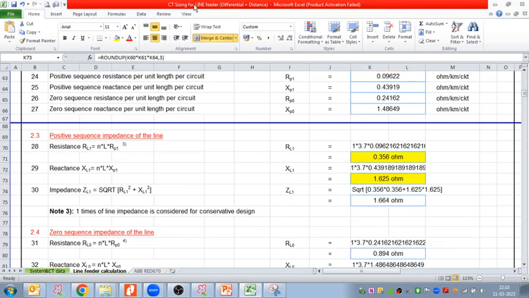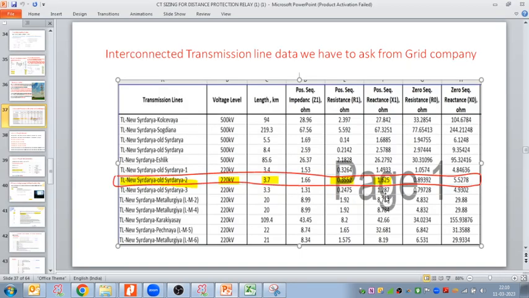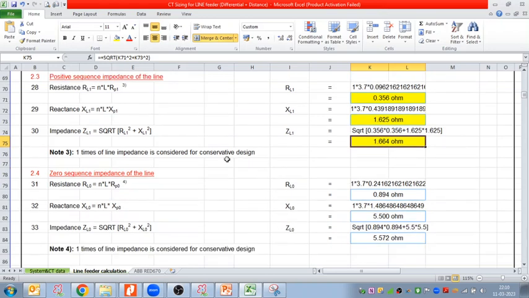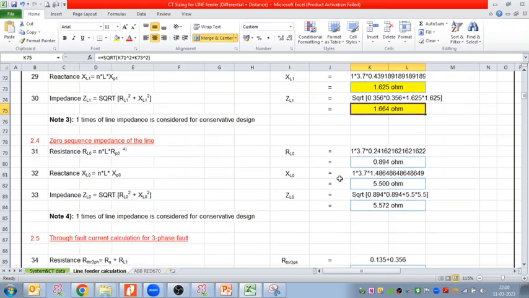This is the source resistance and reactance. Now just calculate the source impedance, 1.644. If you don't need to calculate, don't worry, you directly have the impedance, so directly you can put this 1.664 value. Okay, so now this is the source resistance, reactance, source impedance, the same square root of R square plus X square.